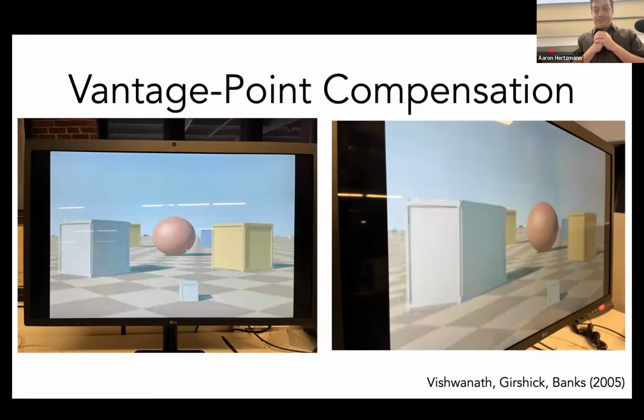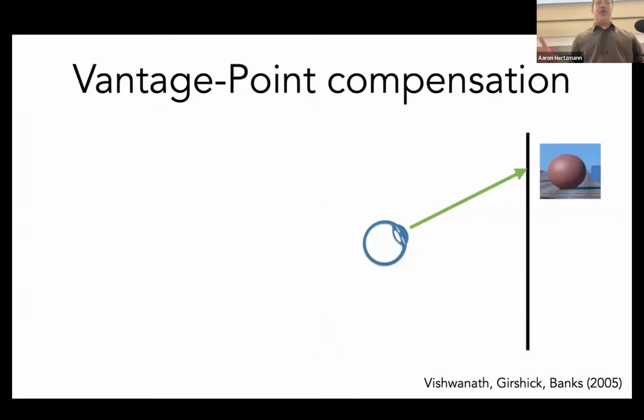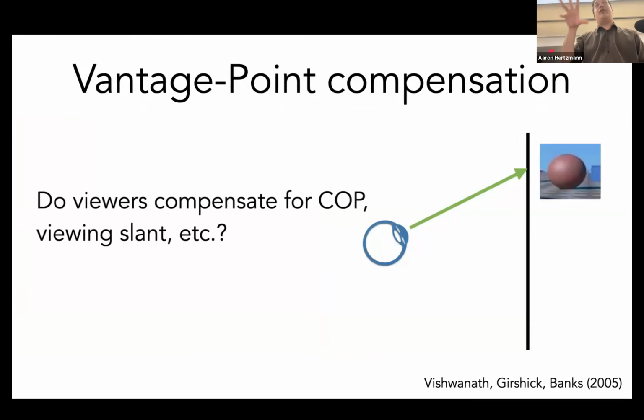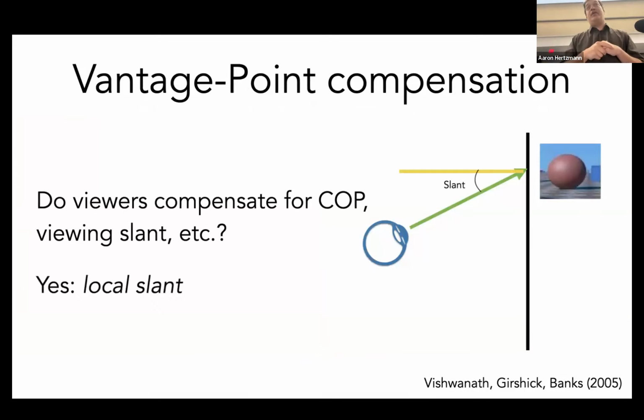And so researchers did many studies with different people viewing pictures from different points of view and different viewing conditions. And particularly this paper by Dhanraj Vishwanath that's really nice, where they asked people, does the sphere here look like it's too wide or too narrow under different viewing conditions? And what they concluded, out of all this body of literature, is that people do not compensate for center projection. They don't interpret images as if they're the center projection. What they do compensate for is viewing slant.